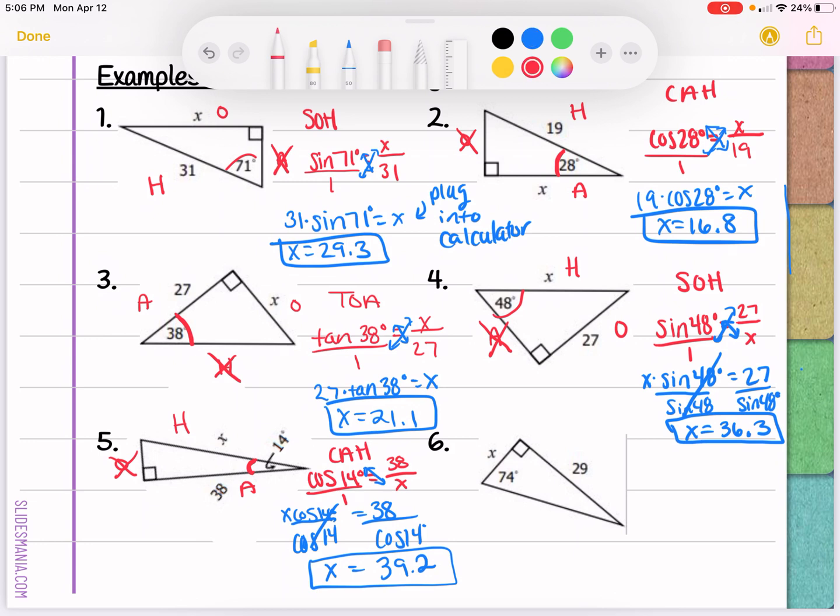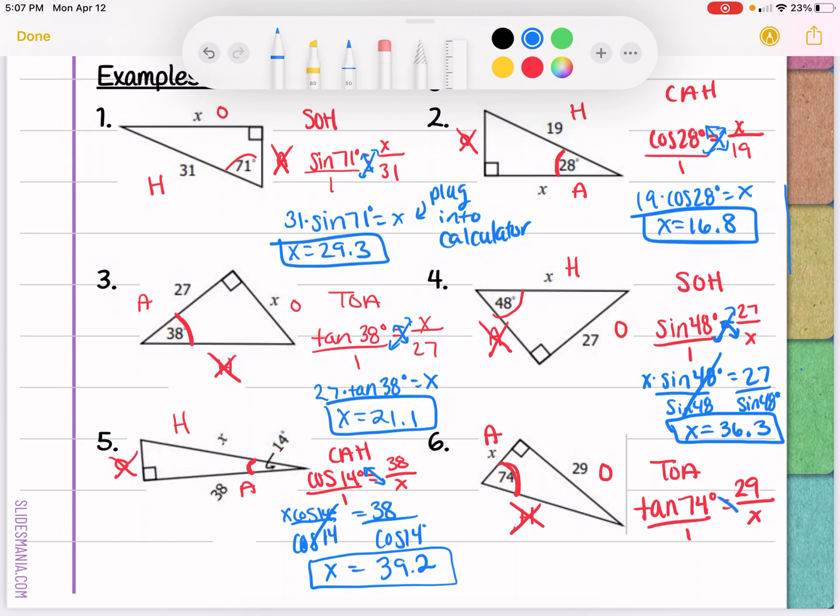My next problem, I'm going to label my hypotenuse. We're looking at angle 74, so 29 would be opposite. X would be adjacent. I'm going to cross out the H because we're not going to use that one. So we're left with O and A, which come out in TOA. So I'm going to set up my ratio, tan 74 degrees equals O over A, so 29 over X. Here I'm going to put an imaginary 1.